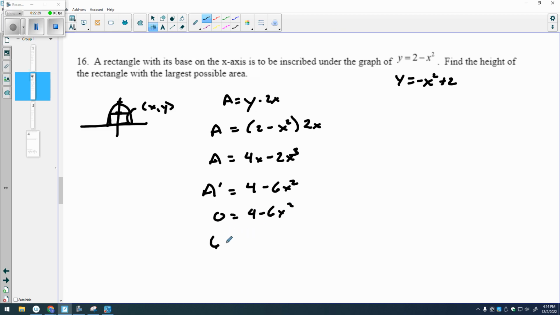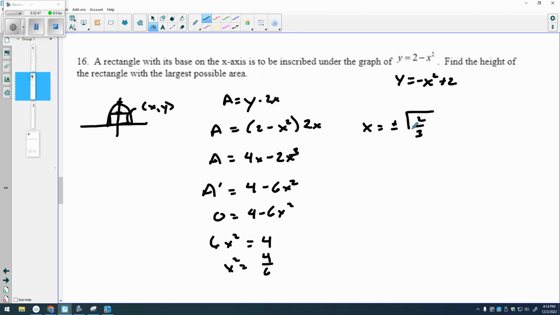Add the 6x squared to the other side. Why? Just to make it positive. Divide. Take the square root and simplify at the same time because we're AP Calc. We can handle that.